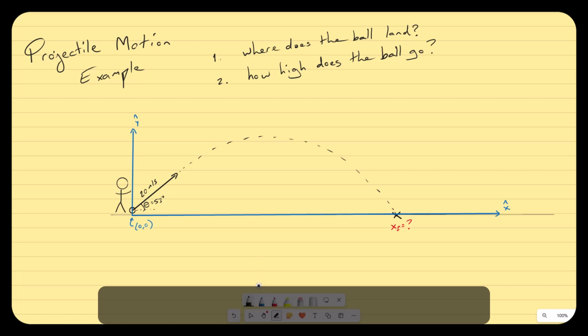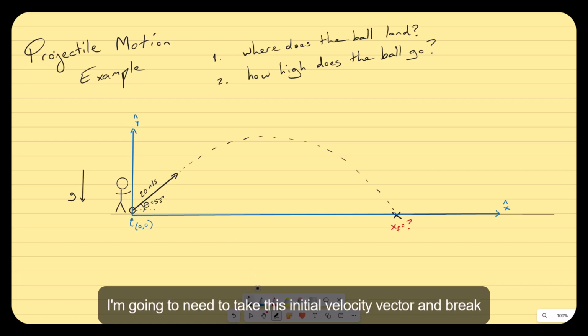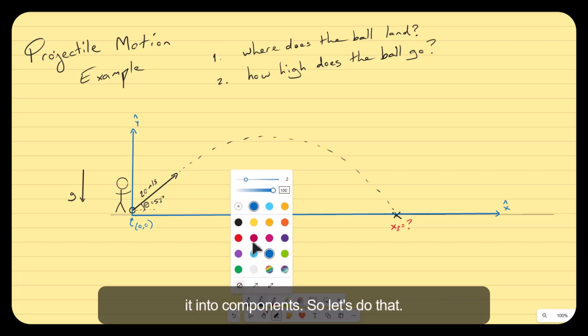So projectile motion means I'm going to have to do kind of two separate problems. I need to keep track of the x and the y. What I know right from the start is that as soon as the ball is in the air, my acceleration is going to be straight downward. I'm going to need to take this initial velocity vector and break it into components. So let's do that.